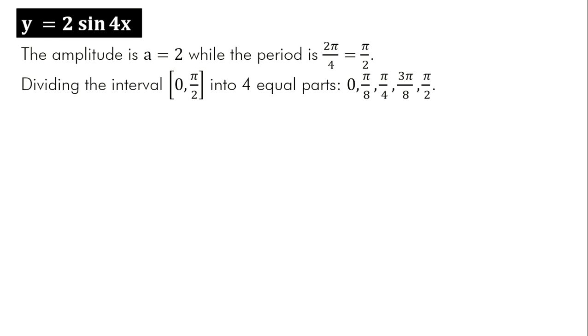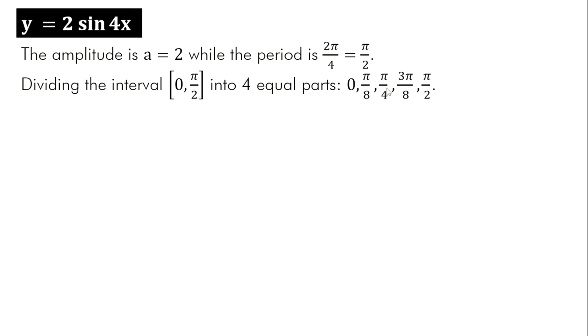And we need to divide it into 4 equal parts. In order to obtain the 4 equal parts, from 0 and pi over 2, all you need to do is to identify its average. To obtain its average, all you need to do is to add them and divide by 2. So 0 plus pi over 2 is pi over 2, and divided by 2, that's pi over 4, which is the third value of x here.